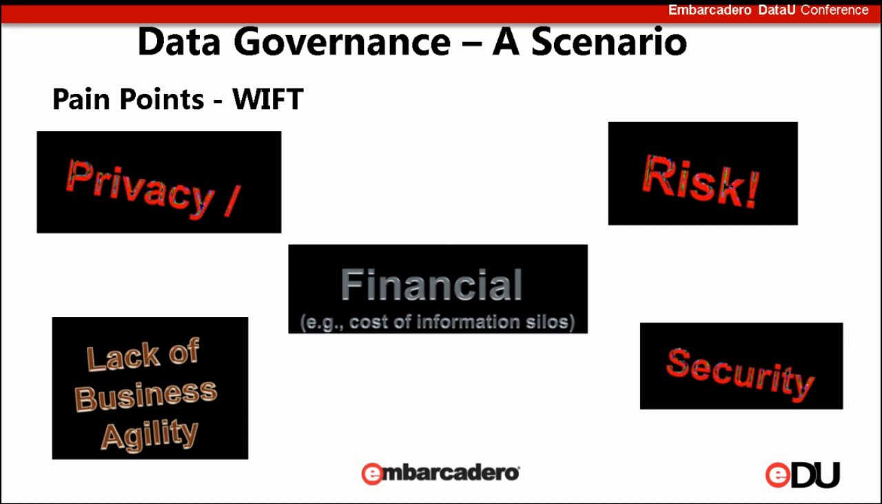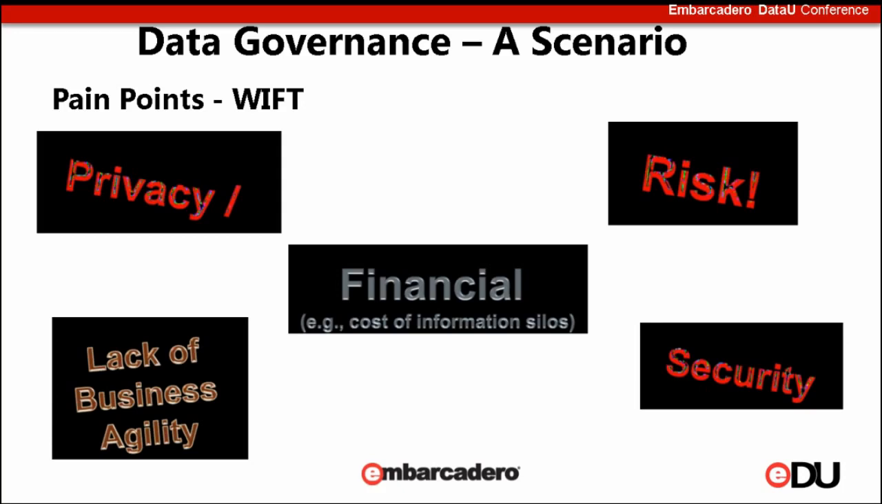What's in it for me? What's in it for them? The pain points for the executive team. Privacy, someone stealing my data. Risk, I don't trust my information. My cost of goods sold is way wrong. Security, lack of business agility. I can't move in accordance with market trends and terms. I have to wait, and then my competition is going to get ahead of me, and that's going to result in financial problems, and that's the cost of the information silos.